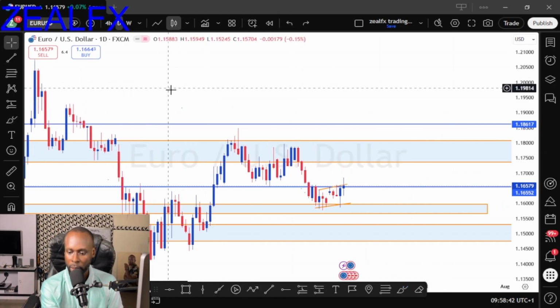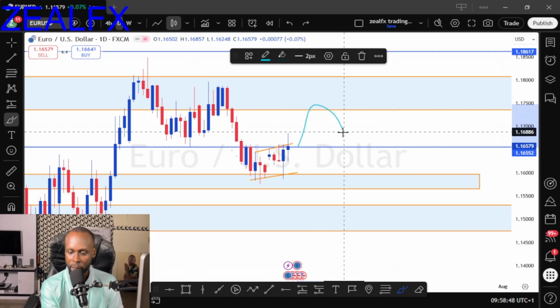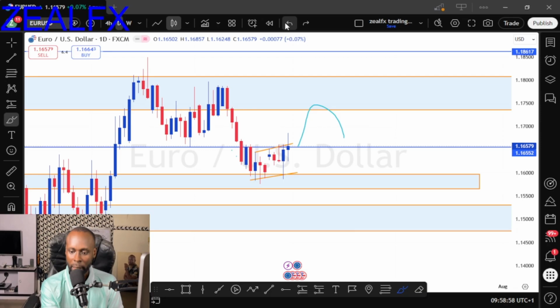So once we see price break above this support level, then we expect a retest. Then we can start looking for more buys for the Euro USD this week. So let's look at our next pair.